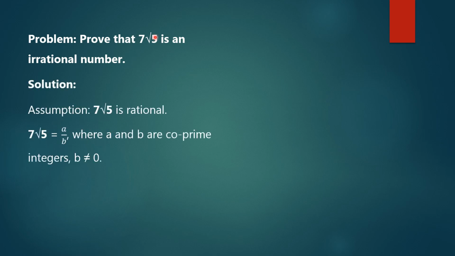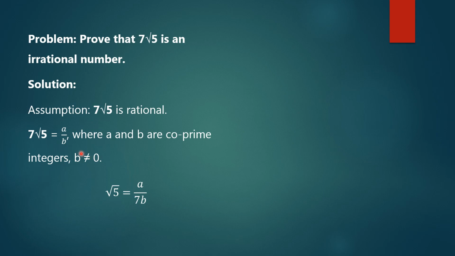Okay, the assumption is again the opposite of this one. Assumption: 7 root 5 is rational. That means 7 root 5 is equal to a by b, where a and b are co-prime integers and b is not equal to 0. This we got by the definition of a rational number.